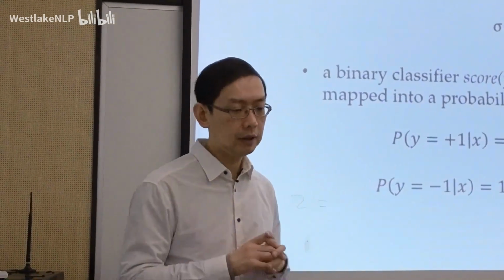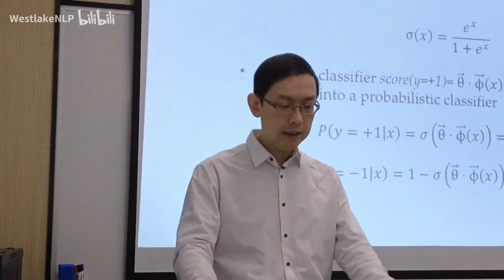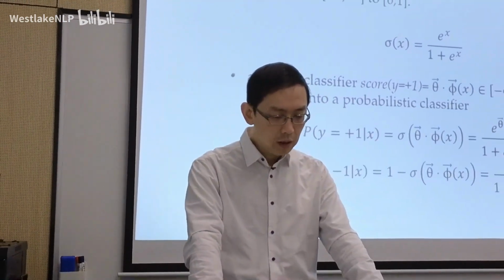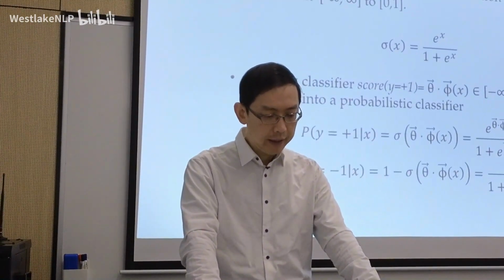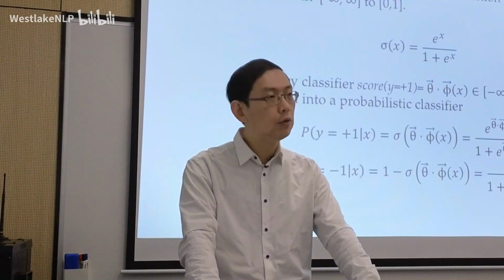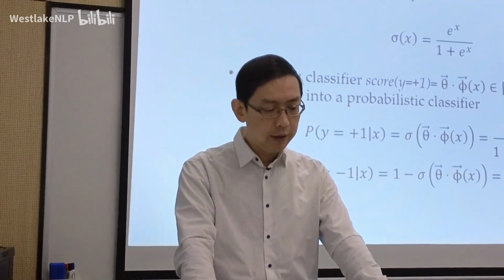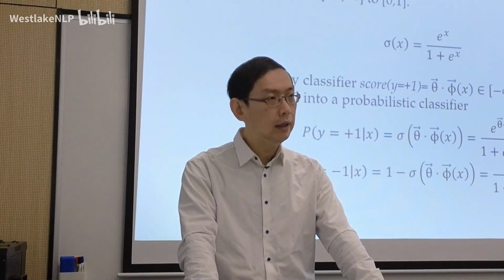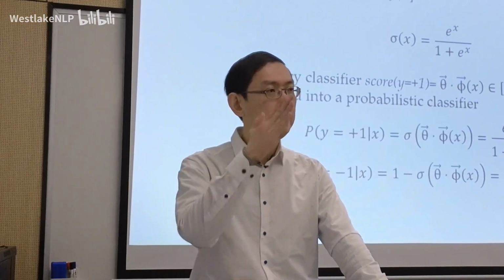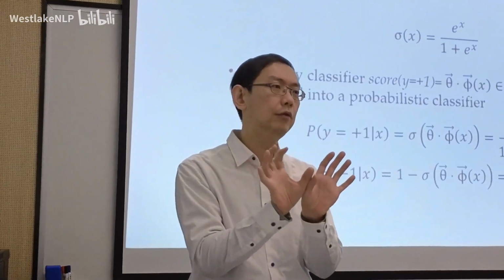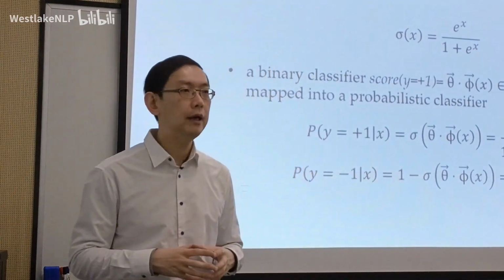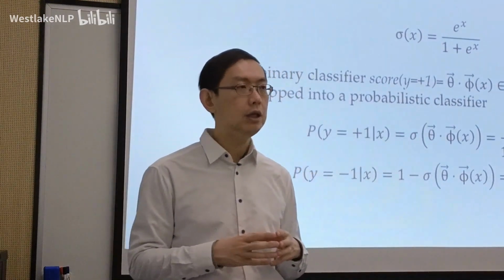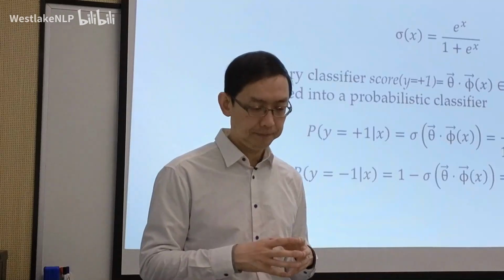So this is for binary classification. And you can easily see that when theta dot phi is equal to 0, then sigmoid of theta dot phi is equal to 0.5. Exactly halfway from 0 to 1. How do you prove that? Just look at the equation, the definition of the sigmoid function.